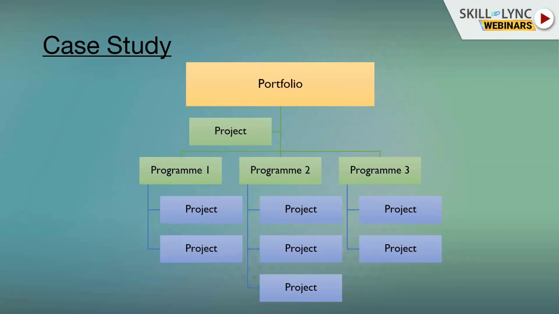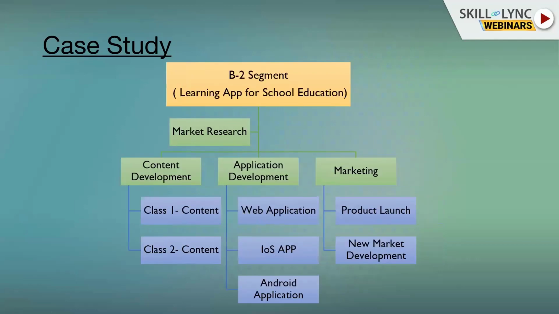Then we analyzed that it can be segregated into 3 activities, which can be broken down into 3 phases, which is content development, application development, and marketing. So for content development, class 1 can be basic content development, and class 2 is advanced learning or advanced content development, right? Now we have these kinds of activities.